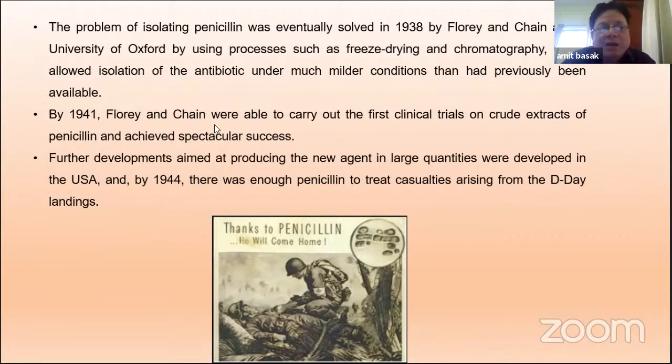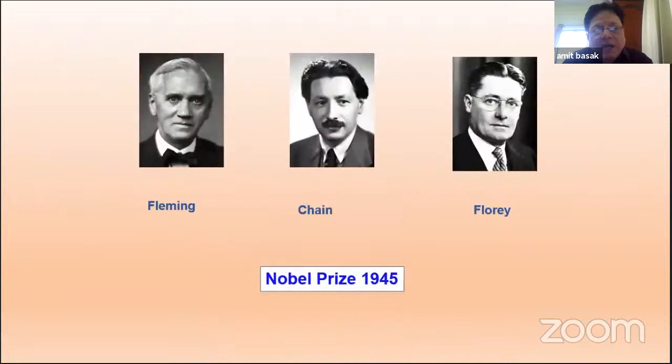And then at University of Oxford, Flory and Chain, these 2 scientists, saw Fleming's paper, went back to Fleming at London, and got the strain which was making the penicillin, and they were able to isolate the penicillin. And ultimately that came into the market. Okay, and these 3 persons got the Nobel Prize in 1945.